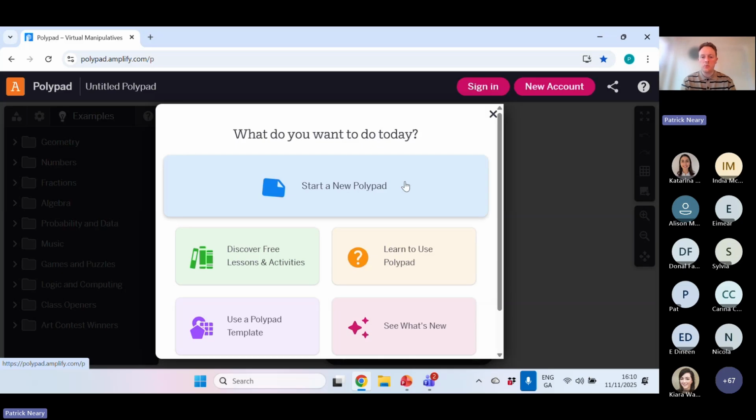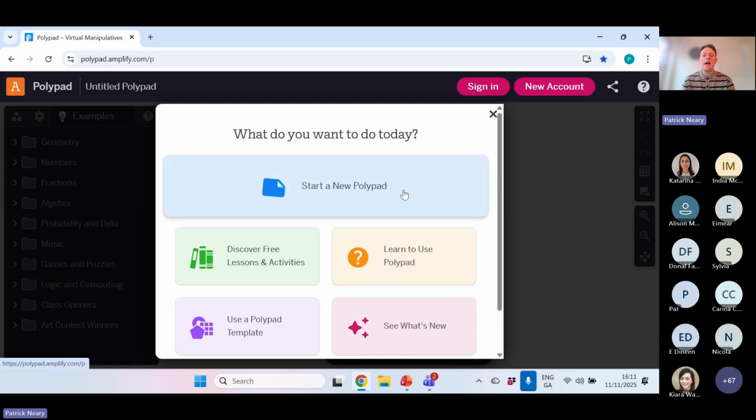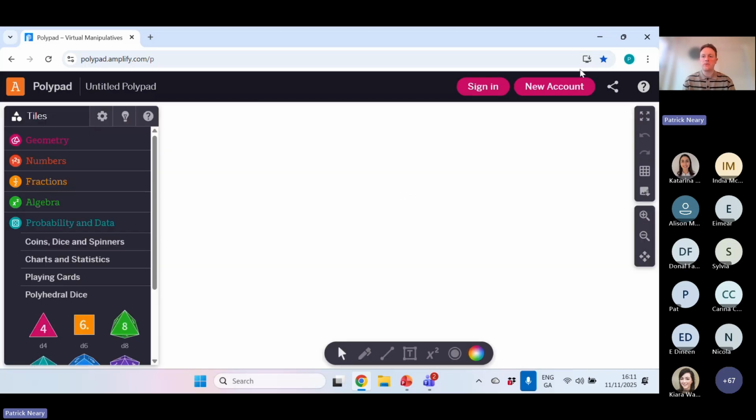You have the pre-made ones within the slides themselves, but Polypad is there for everybody to use. You can easily just go to the website, polypad.amplify.com, and there's a huge array of things there that you might like to use with your class. When you first log on, this is the page that comes up. They have their own tutorials as well, if you'd like to learn more about them. But we're going to look at a few today.